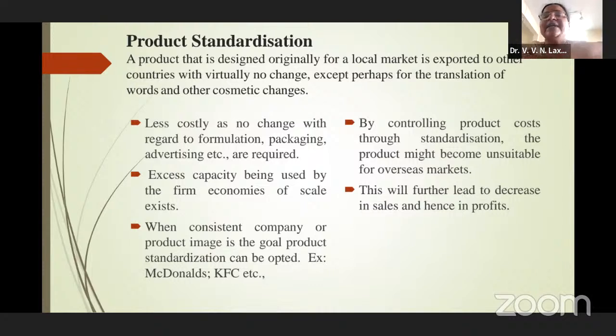At the same time, in circumstances where the company image and the product image are important and they should be consistent, that means similar across markets, then there is a need for standardization and not adaptation. For example, McDonald's and KFC, these fast food centers, want to keep a similar image and hence a similar outlet across the countries.